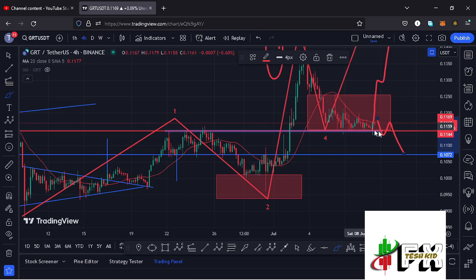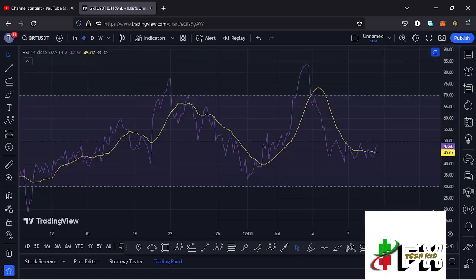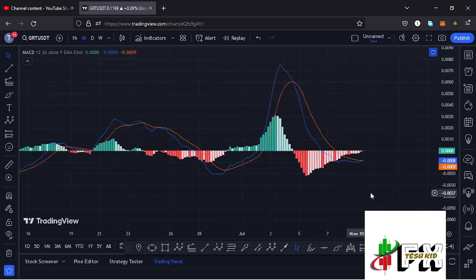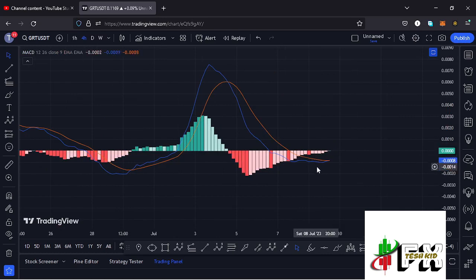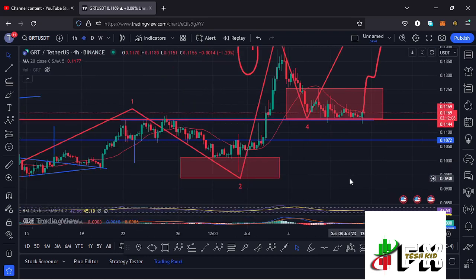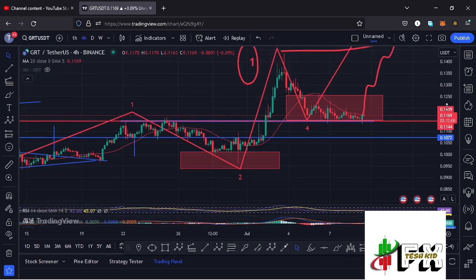And the next key area of support that we can keep our eyes on in case such a move plays out is at around the $0.1072 mark. And that is what I'm keeping my eyes on here on the GRT chart. On the indicators, on the RSI, we are trading at around the 45 mark. Also taking a look at the MACD, we have been able to print a bullish cross, though we are yet to see an increase in the buying momentum. So let's be patient and see how that plays out, and I will be keeping you updated.